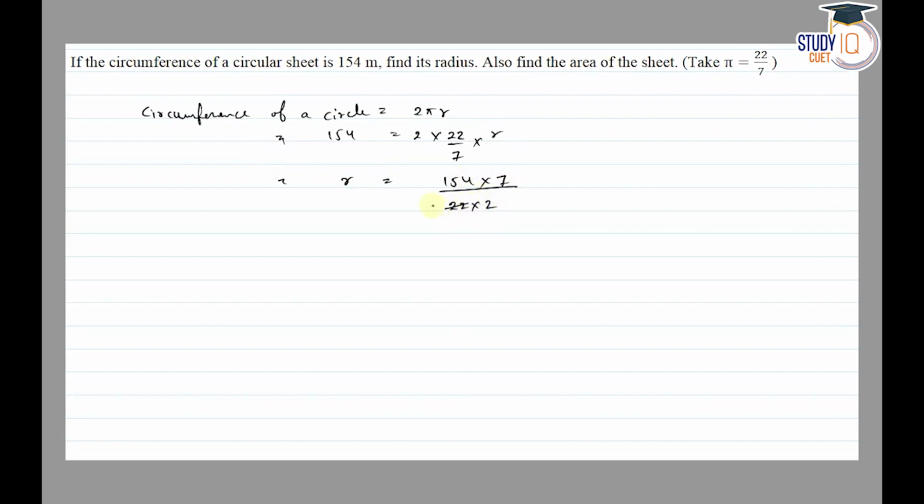सो 11 से कैंसिल आउट हो जाएगा 22 2 टाइम एंड 154 14 टाइम. 2 से कैंसिल आउट हो जाएगा 14 7 टाइम. सो हो जाएगा 49/2. So radius is equal to 24.5 meter.